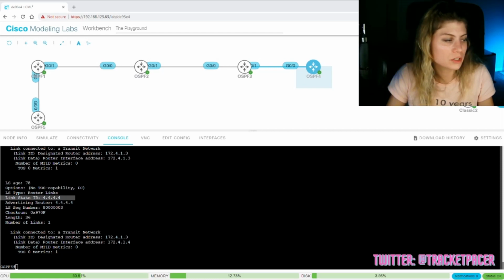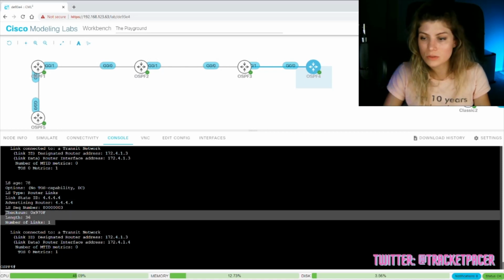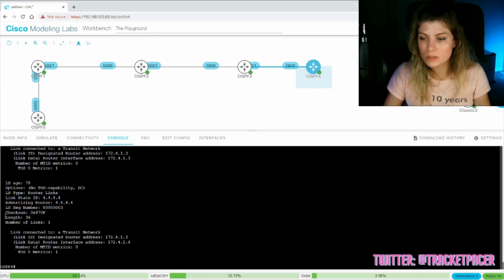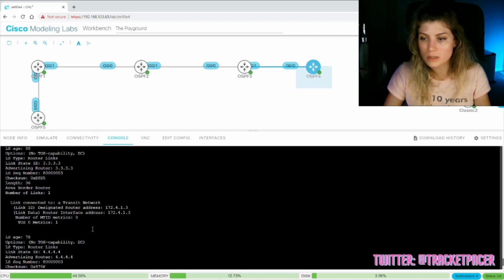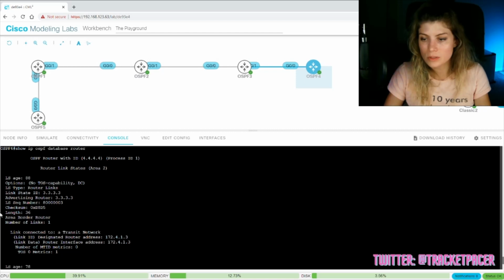The initial fields of each type 1 LSA are the same. If a router is functioning as an area border router, an autonomous system border router, or a virtual link endpoint, the function is listed between the length field and the number of links field. So we're not an ABR or an ASBR. However, our neighbor is an ABR, so it's listed right here between length and number of links.